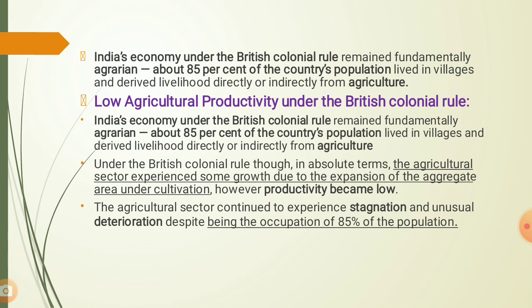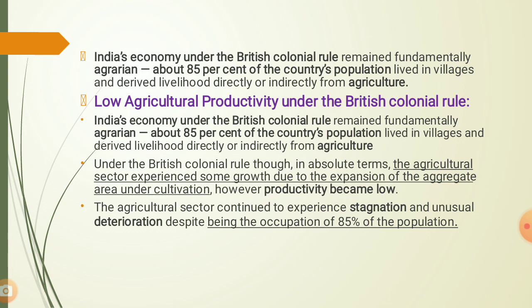If we talk about the productivity of the agriculture sector during the British colonial rule, agricultural productivity was very low. India had been an agrarian economy in the pre-British period, during the colonial rule, and today as well, most of the population is dependent on agriculture. During the British colonial rule, 85% of the country's population lived in villages, and they derived their livelihood from the agriculture sector, directly or indirectly dependent on it for the fulfillment of their needs.